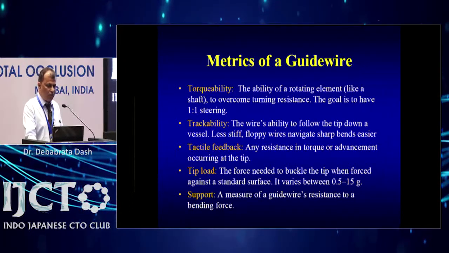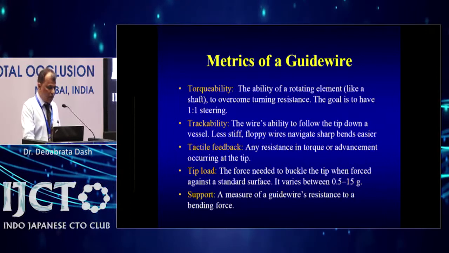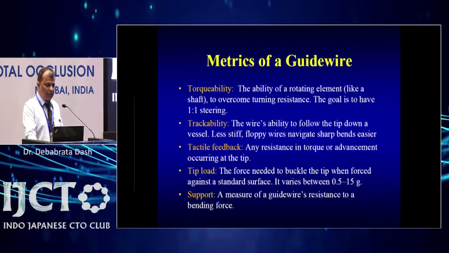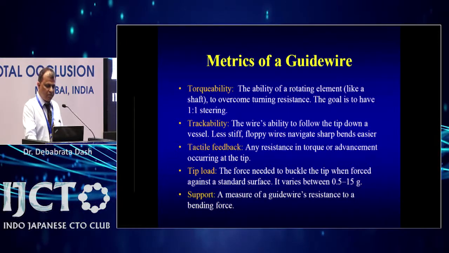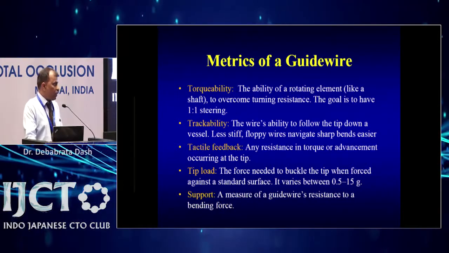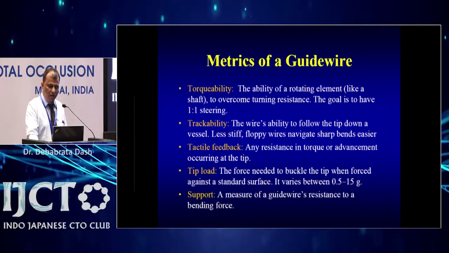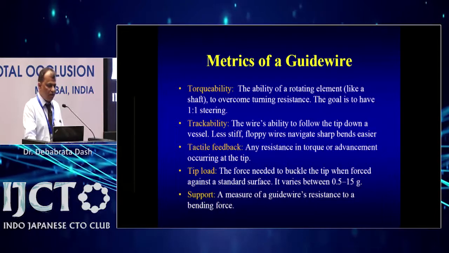We should have 1:1 steering. The trackability is the wire's ability to follow the tip down an artery; less stiff and floppy wires navigate a bend easier. What is tactile feedback? It's the resistance and torque of wire advancement occurring at the tip.